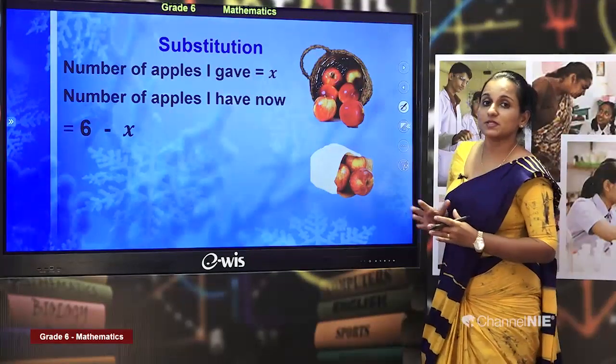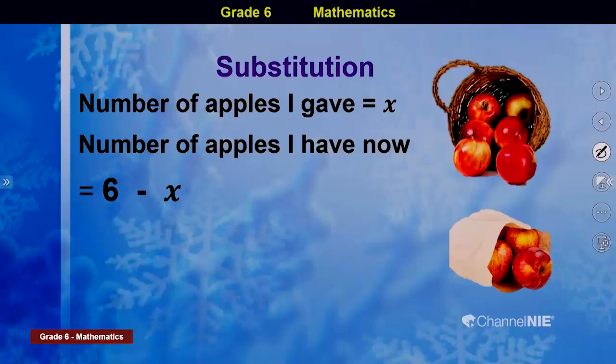Do you remember this example? I have 6 apples with me and I gave some apples to my sister. Then we wrote an algebraic expression for the number of apples that I have now after giving x apples to my sister as 6 minus x.